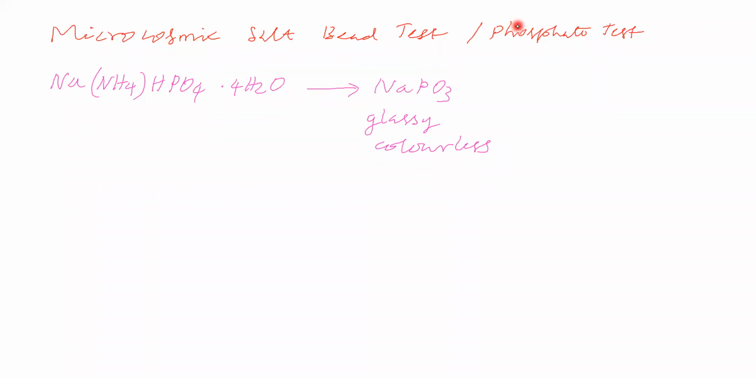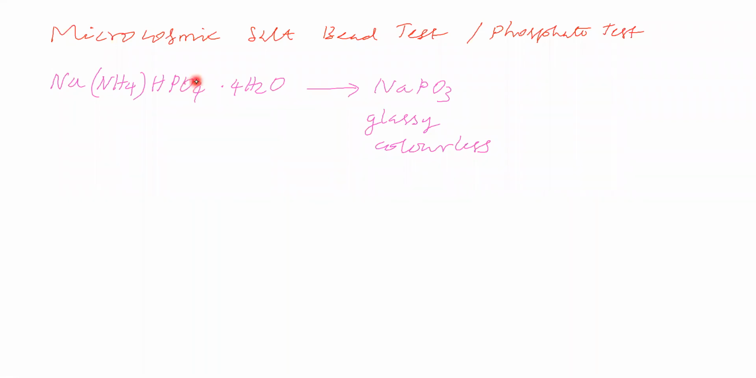So we are taking the microcosmic salt bead test. The microcosmic salt chemical formula is sodium ammonium hydrogen phosphate tetrahydrate. This microcosmic salt is taken in the platinum loop. Then the platinum loop is introduced into the oxidizing flame. The solid melts and then solidifies. The solid is NaPO3, which has a glassy appearance. It is colorless.